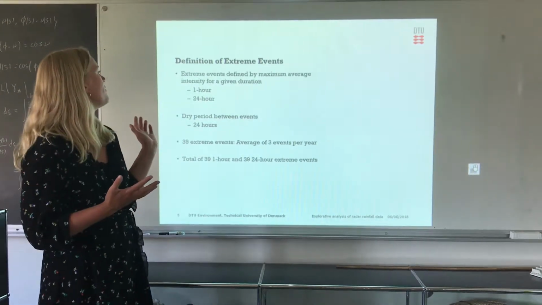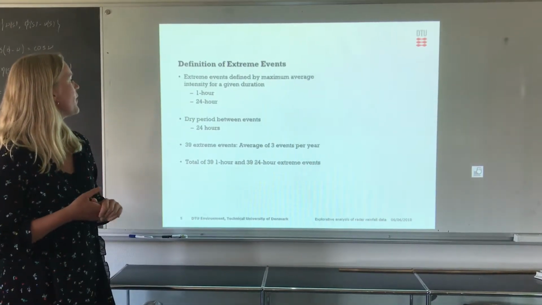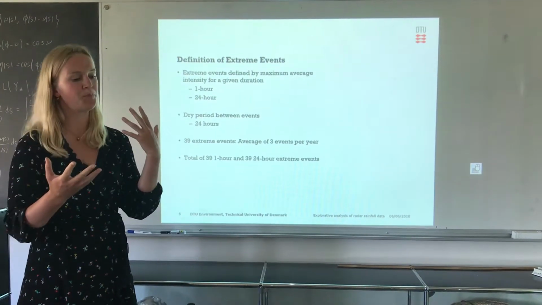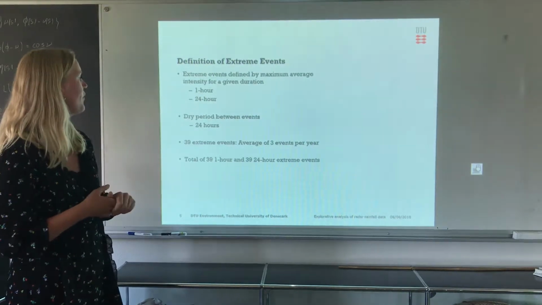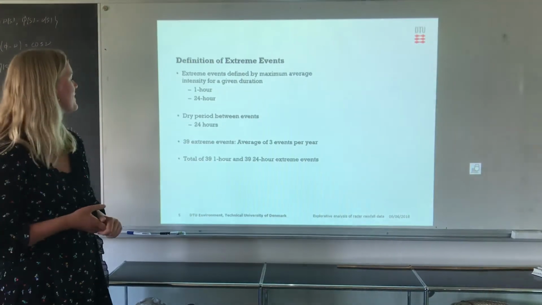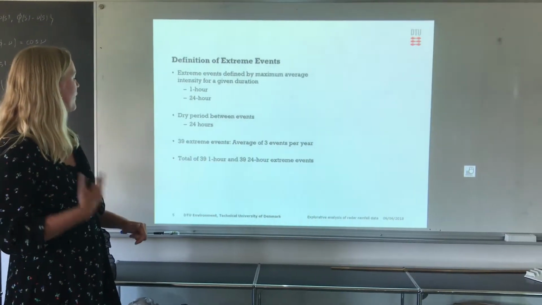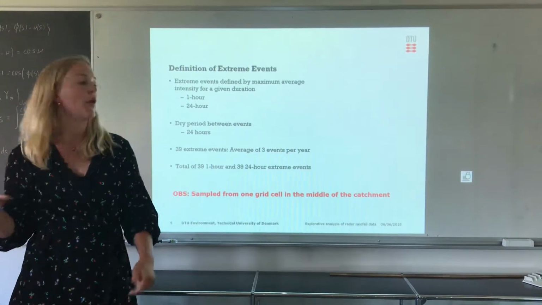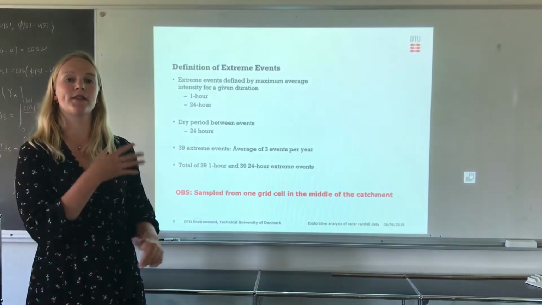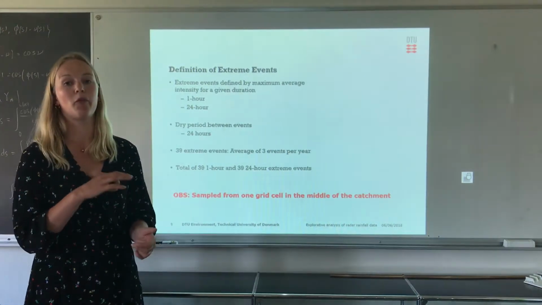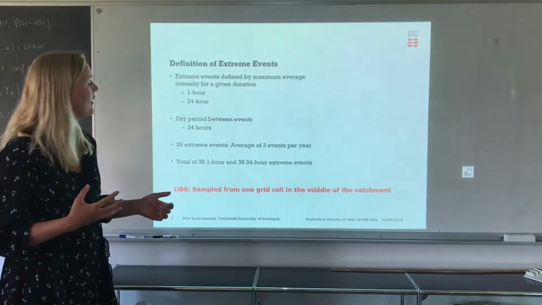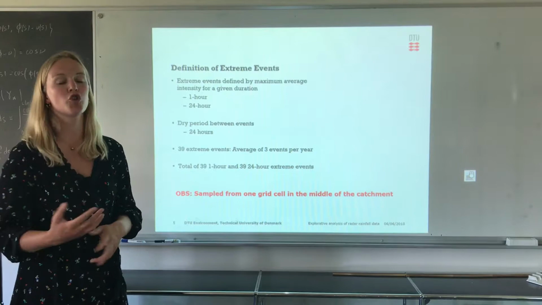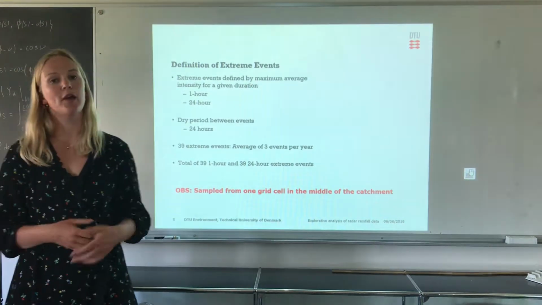So I used 2 different kinds of extreme events, 1 hour and 24-hour extreme events, 1 hour to catch the thunderstorms, and the 24-hour extreme events to catch the longer storms. And I sampled a total of 39 1 hour and 39 24-hour extreme events. And the sampling method was that I sampled the extreme events from 1 grid cell in the middle of the area in order to use the same statistical terms as we do when we use rain gauge data.